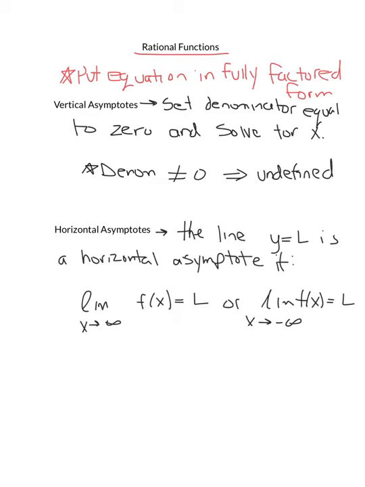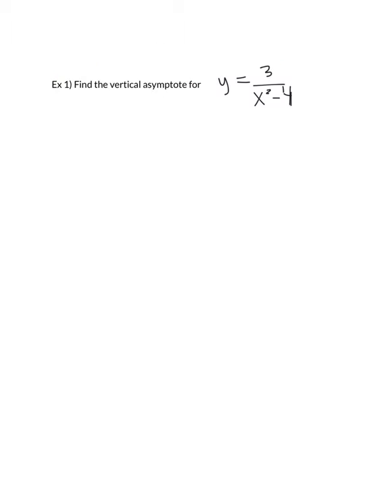Our horizontal asymptotes are a little bit different. So remember, we're going to be taking a look at what happens as x approaches infinity or x approaches negative infinity. So if the limit as x approaches infinity or as x approaches negative infinity is some value of L, then the line y equals L is our horizontal asymptote.